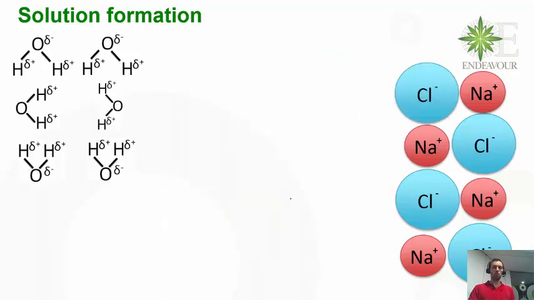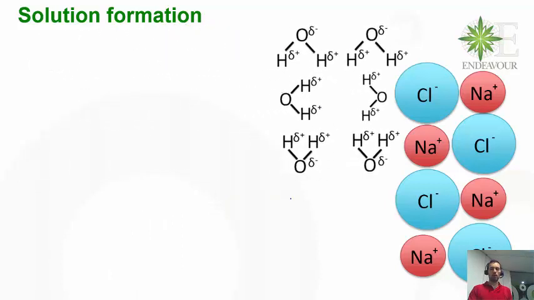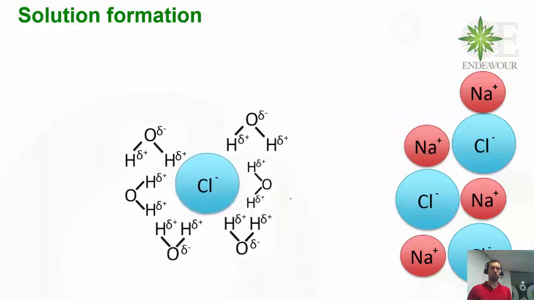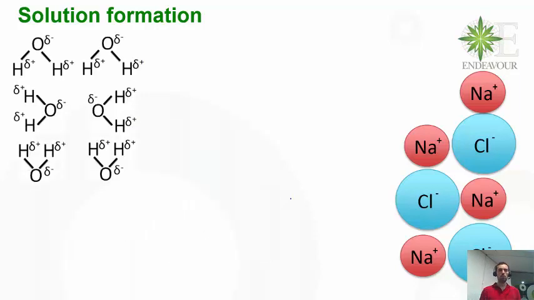So let's look at that once more. So we get the water molecules coming in, bringing the chloride ion away from the rest of the sodium chloride, and we have a stabilization between the negative charge of the chloride ion and the partial positives on the water molecules. So a similar thing can happen with the positive ion of the sodium chloride.